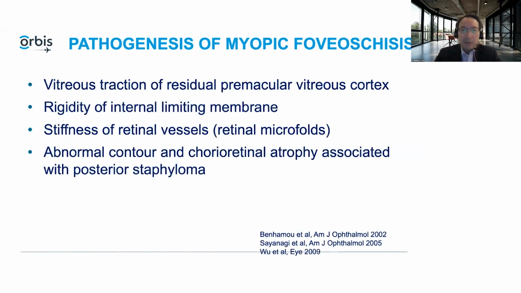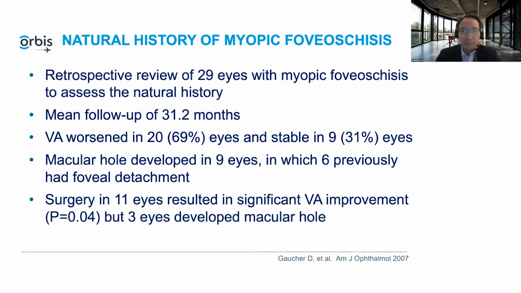So the pathogenesis is because of the very elongated eyeball, and then you get the vitreous traction, causing this splitting of the internal limiting membrane and the abnormal contour, and also the chorioretinal atrophy. Then due to posterior staphylomas, you do not get a very nice shape, and therefore they cannot adhere very well.